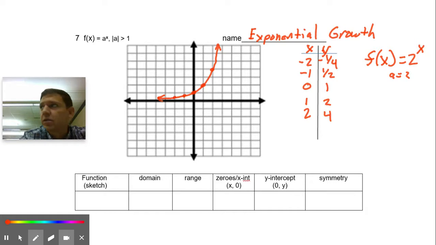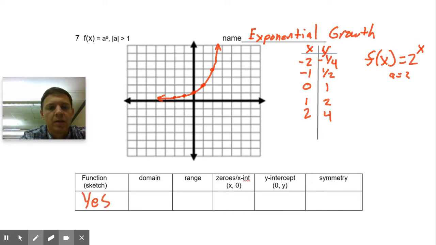Is this a function? Yes, it passes the vertical line test. What's the domain? Domain looks like all real numbers. There's not an x that can't go into that. The range is a little more interesting. It looks like y has to be greater than 0, and of course it never touches 0.